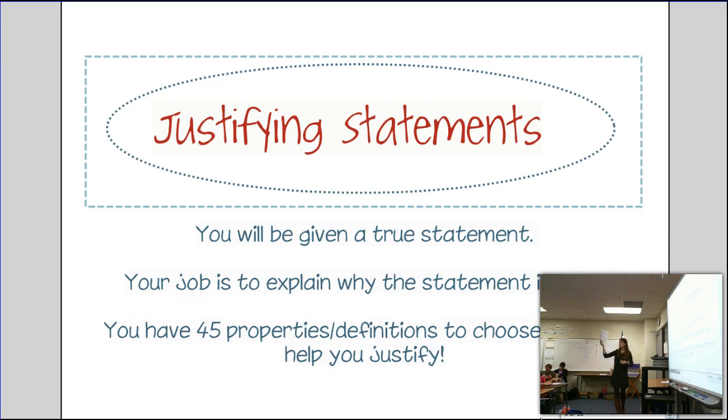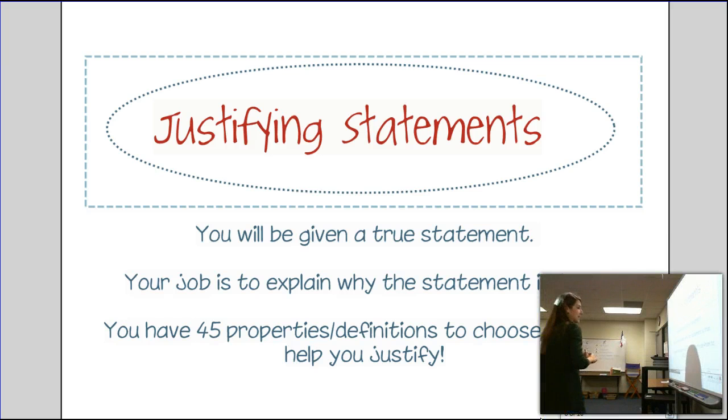Does anyone need one? How many properties are on there? 45 plus more to come. Yikes. Do y'all have this in front of you? Come get it if you don't have it. Here you go.